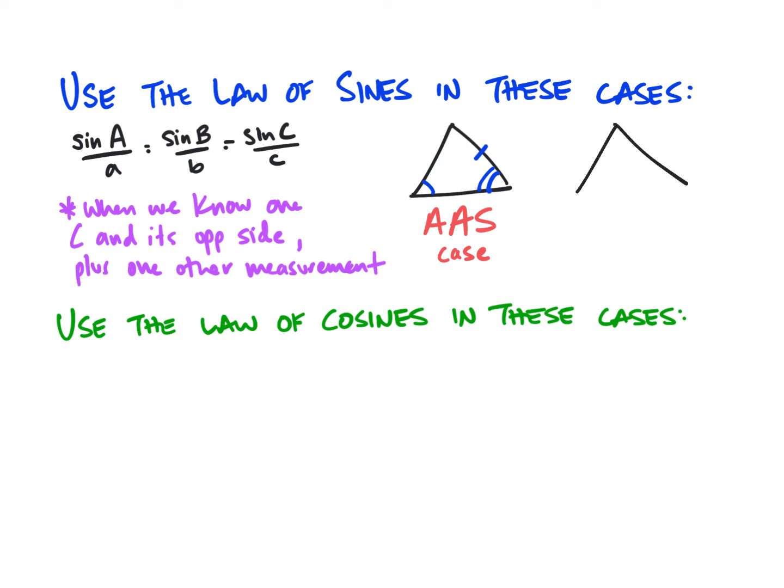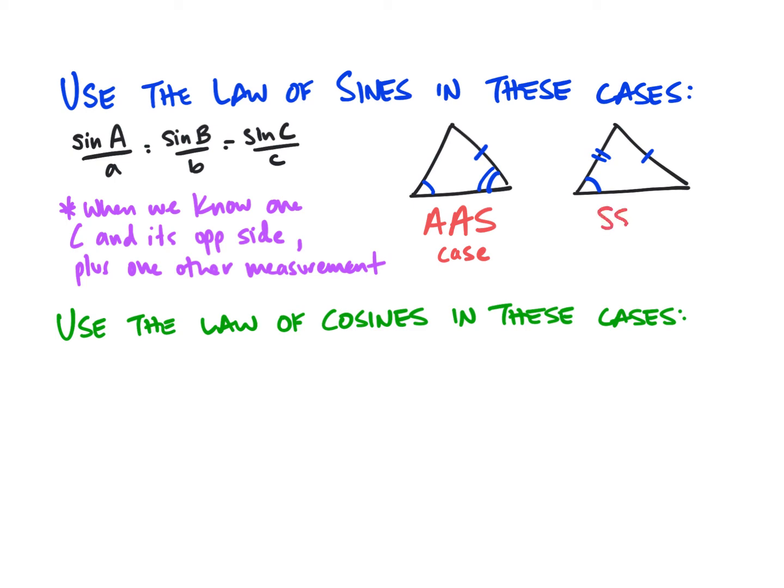So let's say I have another triangle here. Let's say I have this side, this angle. So I have, again, one angle and its opposite side. And then let's say I also have this side length right here. All right, so I have my angle and its opposite side plus my one other piece of information. This is what we call the side-side angle. I have two sides and then the angle that's not in between them.